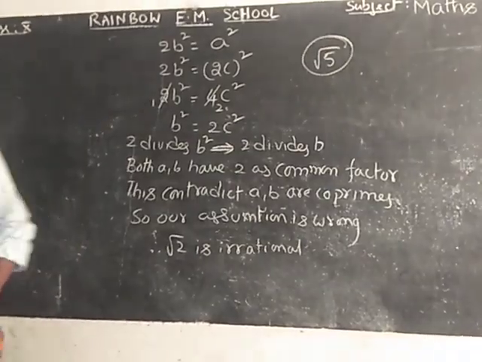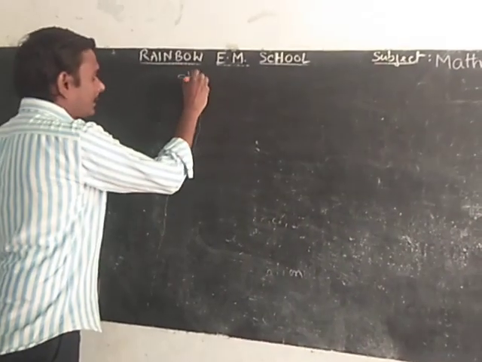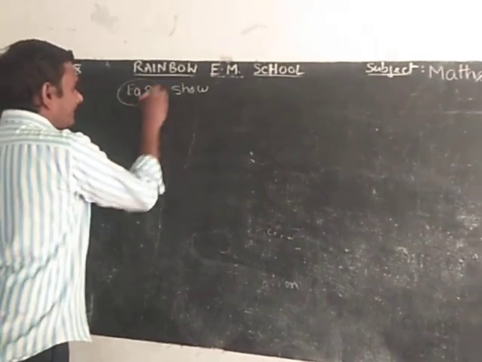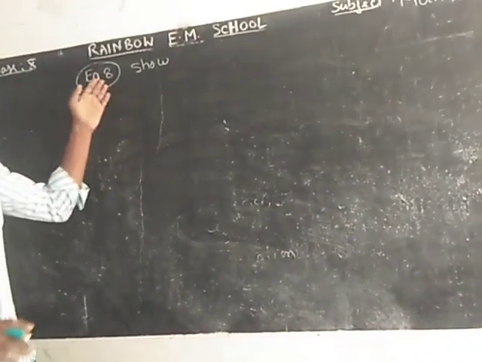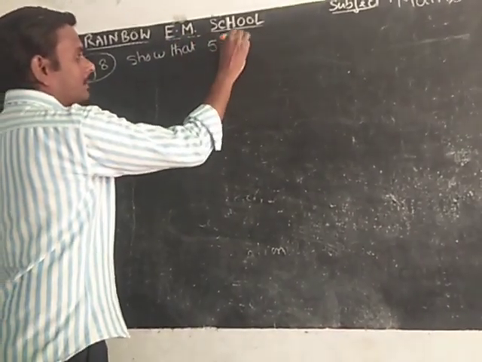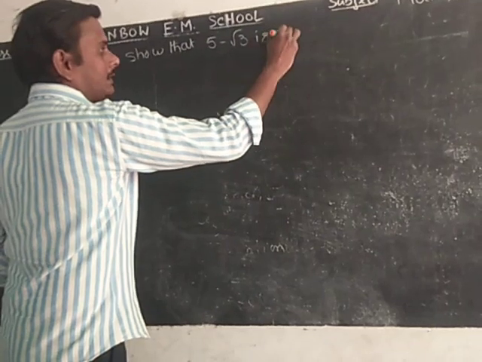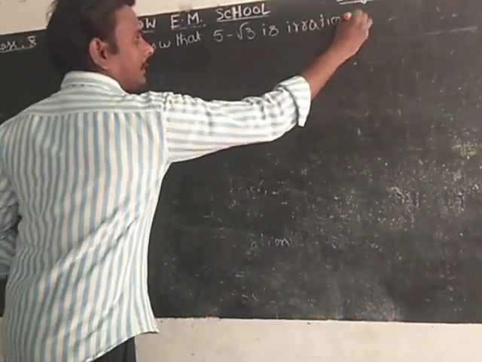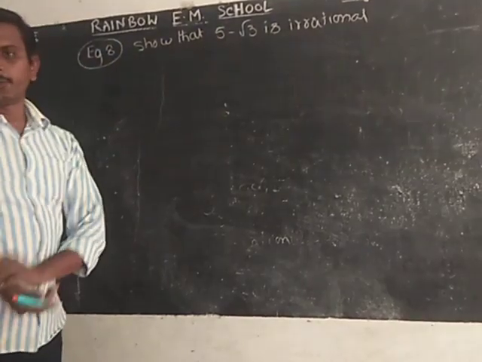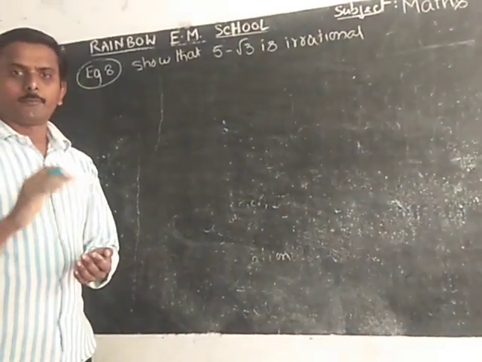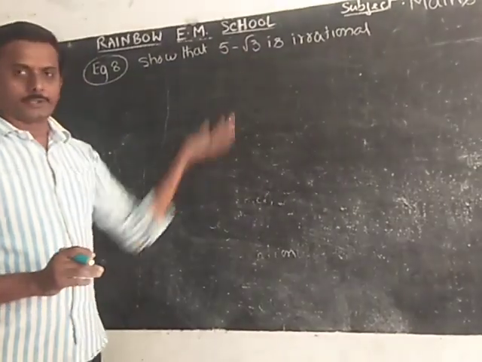Next, the second one. This is example 8 on page number 14. Show that 5 minus root 3 is irrational. We have to prove this by using proof by contradiction only. We can prove this one also by proof by contradiction.